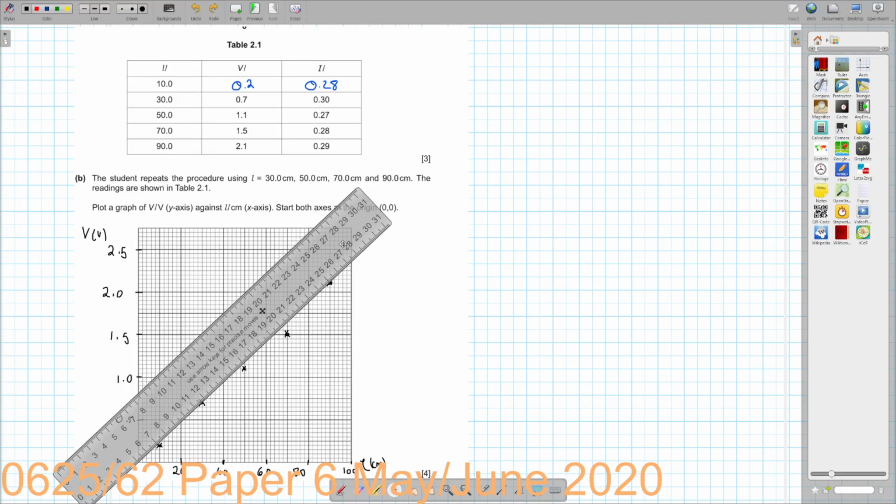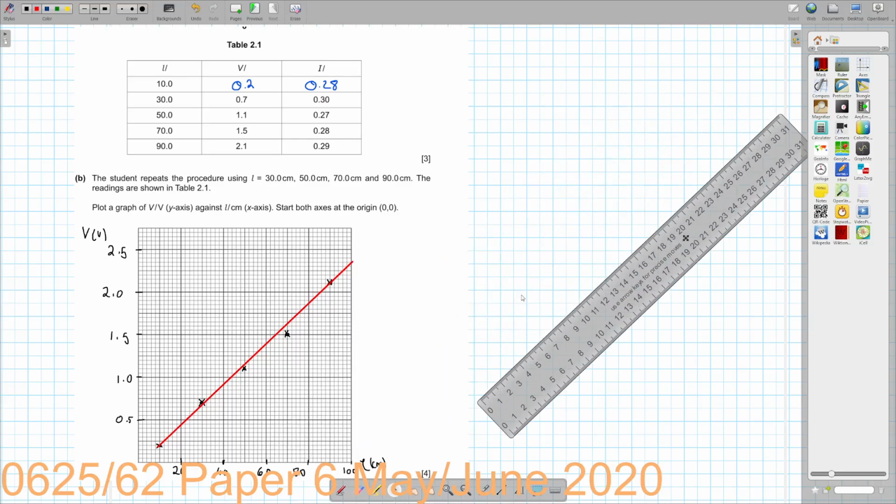Okay, needs to go up just a bit. Okay, that's good. And we take our red pen, whatever, and draw our line of best fit. So this is how your graph should look. Draw a line of best fit. Don't draw a straight line graph. Please don't. Okay? Draw a line of best fit.